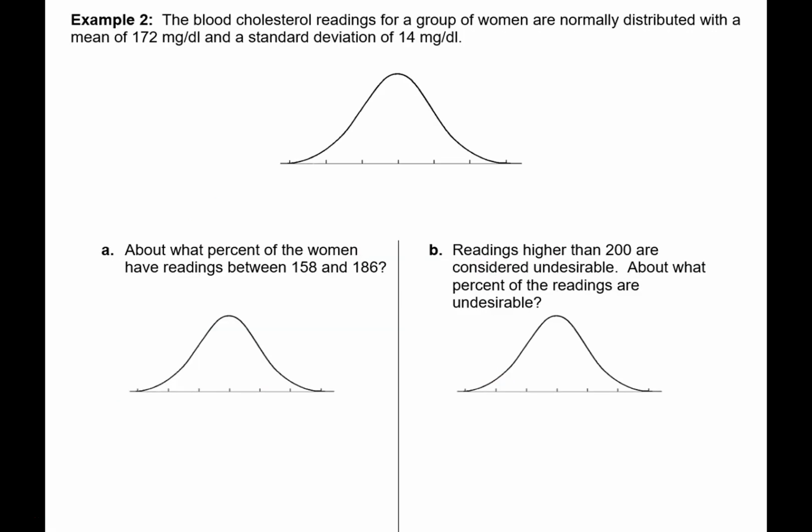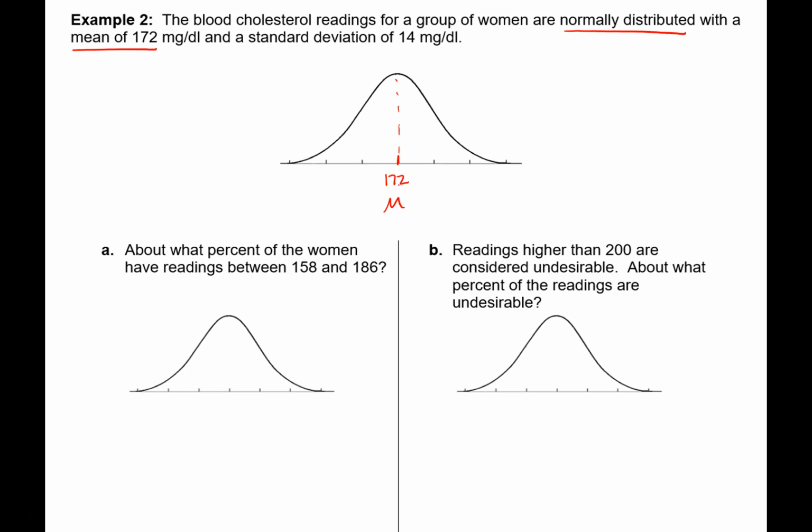Okay, let's look at a couple more examples before I send you on your way. The blood cholesterol readings for a group of women are normally distributed. That means I can draw a curve with a mean of 172. So I'm going to label my 172 in the mean, and a standard deviation of 14. So I'm going to label my curve by adding 14 to each number to get the right side and subtracting on the left side.